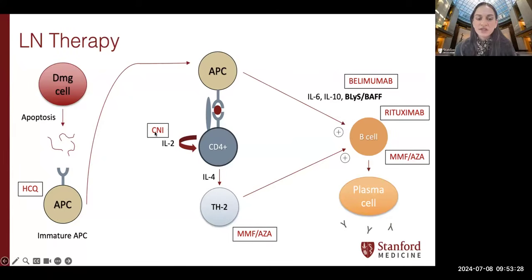There is this group of drugs called calcineurin inhibitors that I'll talk about, and that blocks IL-2 and the T cell. And then there are these other drugs that I'll talk about: belimumab, that blocks this BLyS/BAFF, rituximab that blocks the B cells, and this MMF or CellCept that I brought up, as well as azathioprine, again, that works on the B cells, and also Cytoxan that I had brought up.